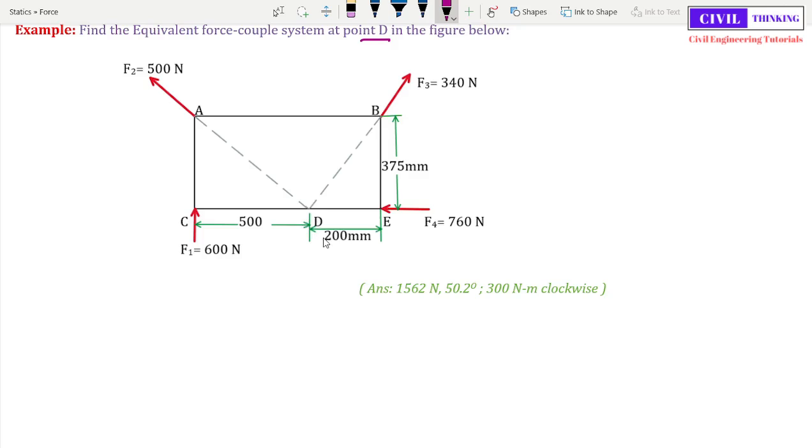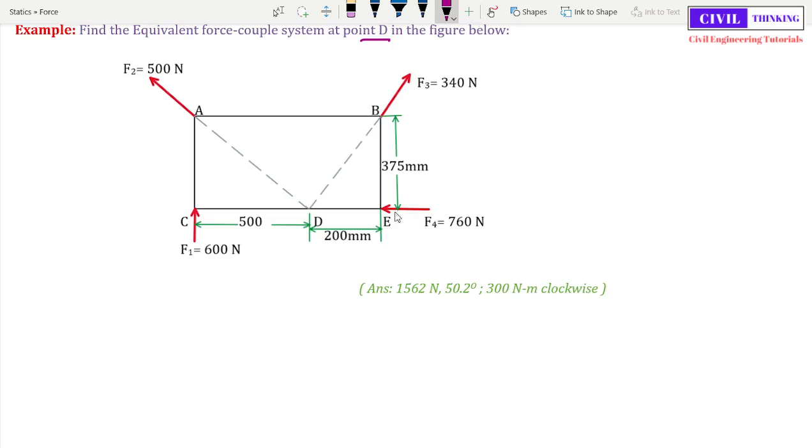What we are going to do, as I have told you, is move all the forces to point D, or move the line of action of all the forces such that they pass through D. Now, as you can see in this problem, the line of action of the force at A is already passing through point D, so we don't have to move this force. Now, look at the force at B. The line of action is already passing through point D, so we don't have to move F3 either.